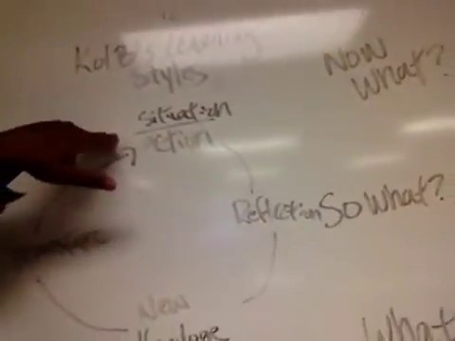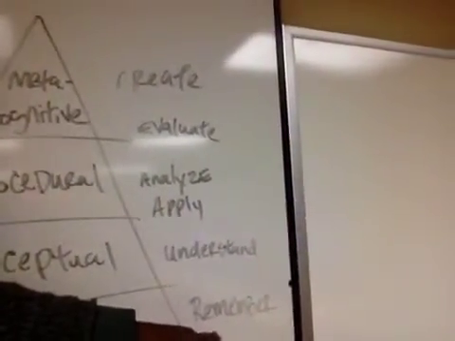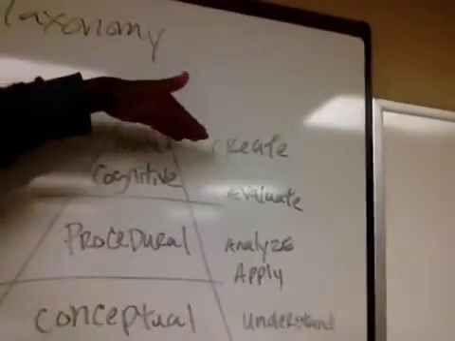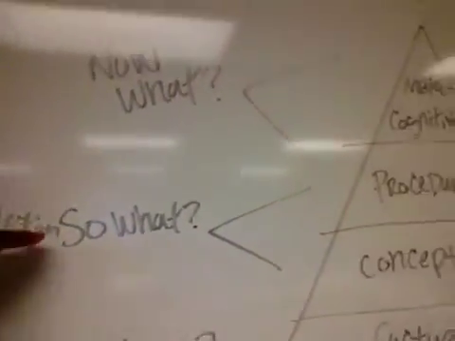And so very much like Bloom's taxonomy, we're moving from the factual to the cognitive. We're moving from remembering information or taking in information to actually creating or demonstrating information. David Kolb does the same thing in this cycle. And a good way to even think about this is to think about the what, the so what, the now what.